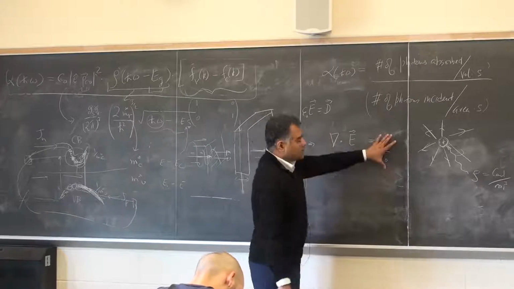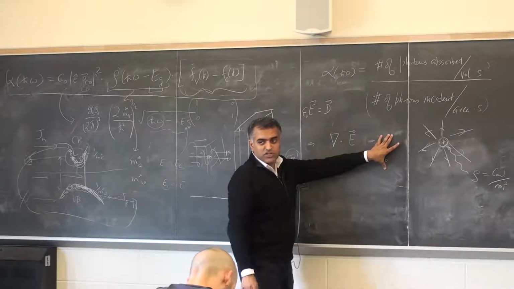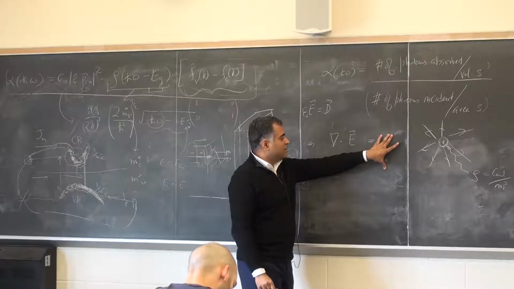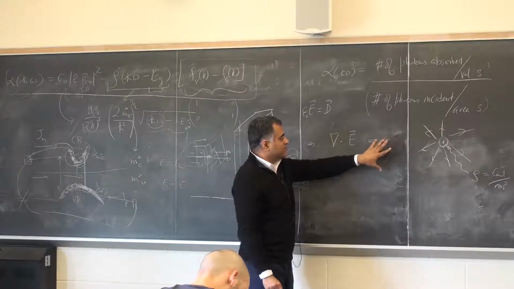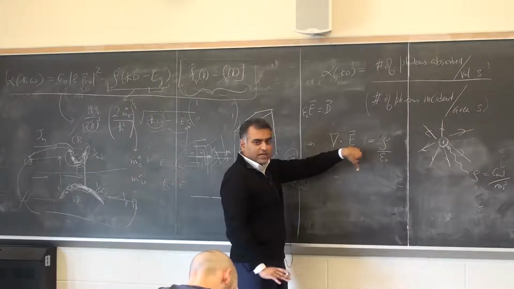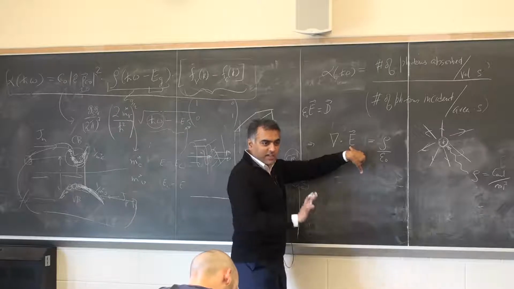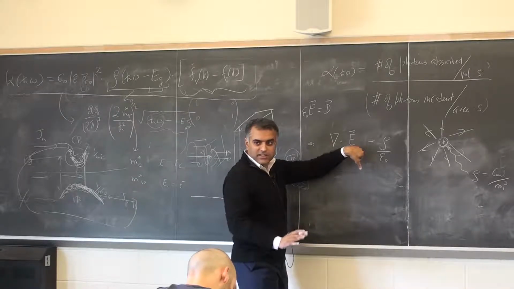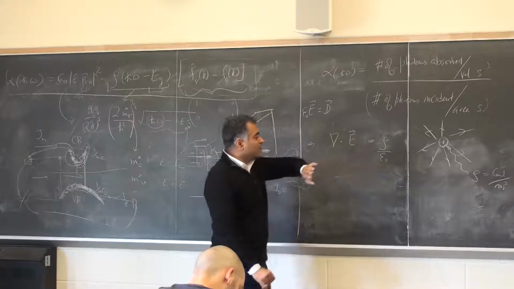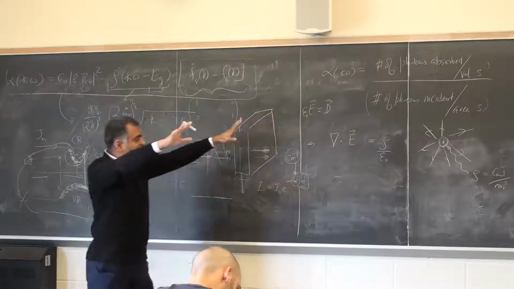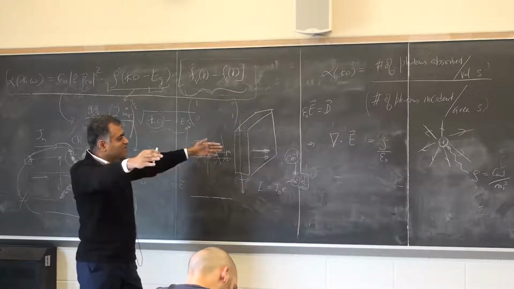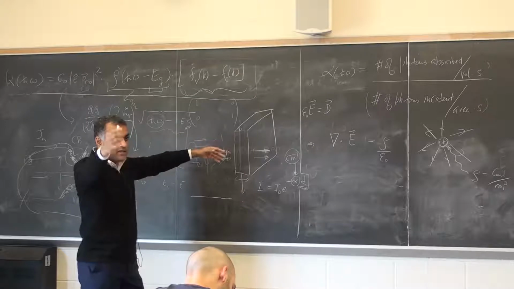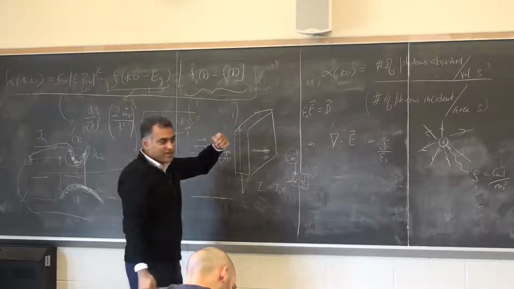If I have no charge, that doesn't imply that I have no electric field. It just says that the divergence is 0, right? That's all it says. The divergence is 0 if I have no charge, and in the vast stretches of space, we have no charge in deep space, but light can go through it. That's the electromagnetic wave.